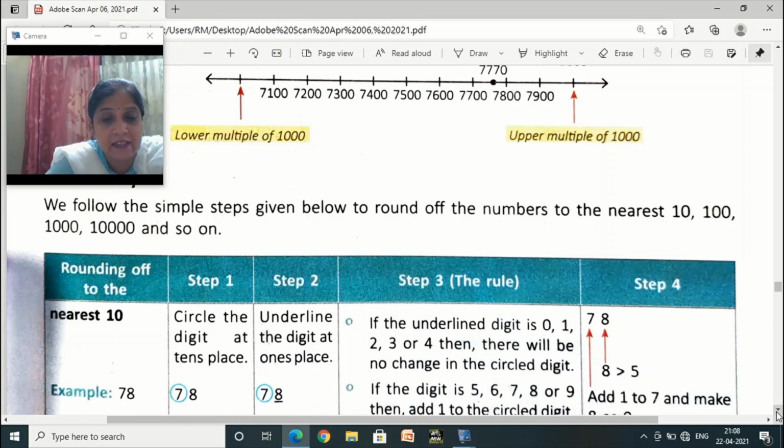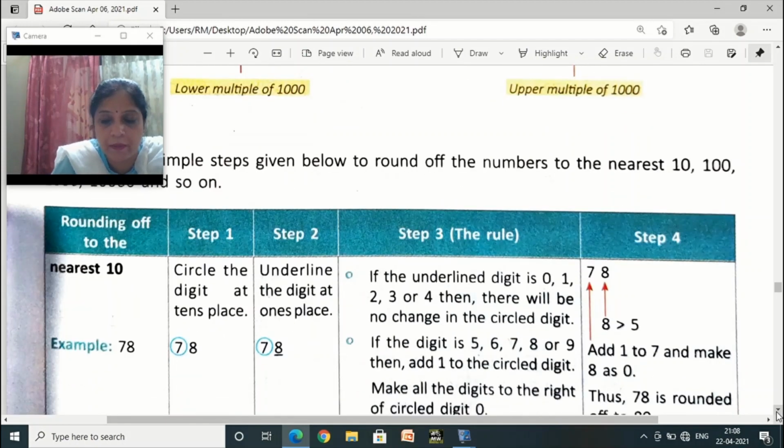In second step what we have done, we have underlined the digit at ones place. Now in step 3 we will observe: if the underlined digit is 0, 1, 2, 3 or 4, then there will be no change in the circled digit.